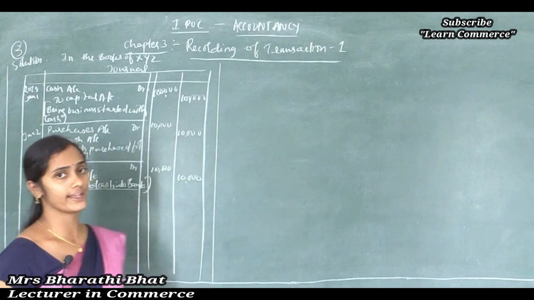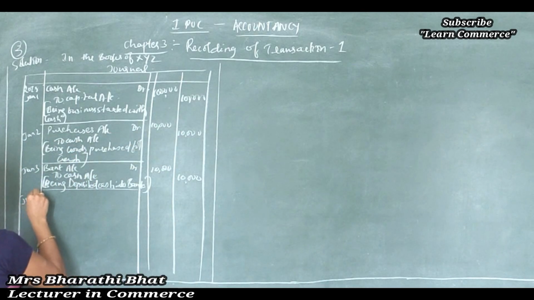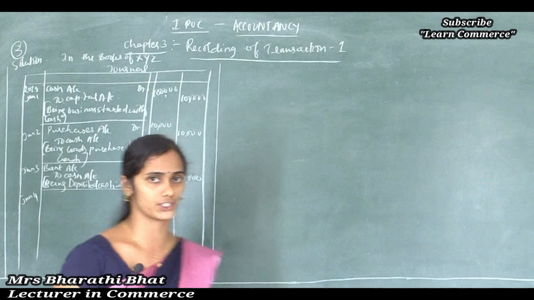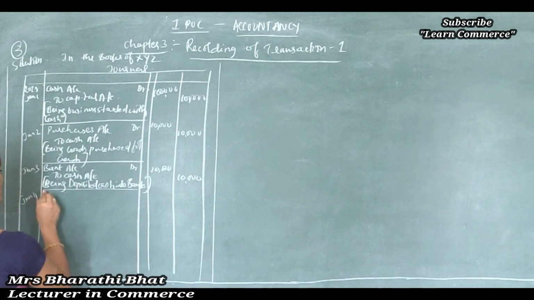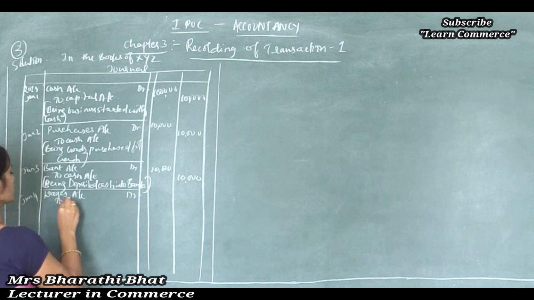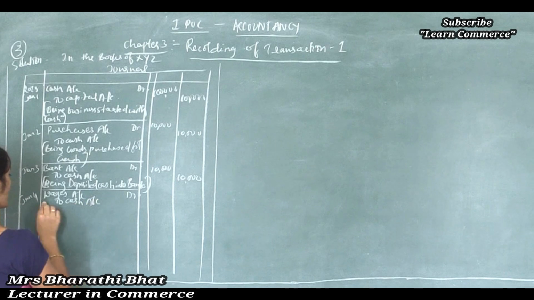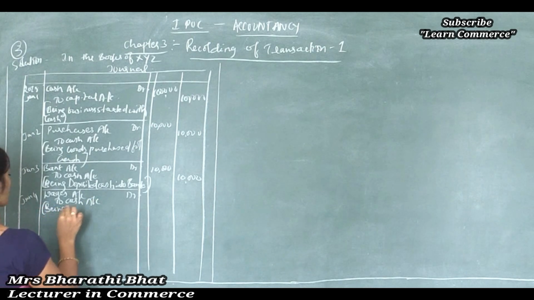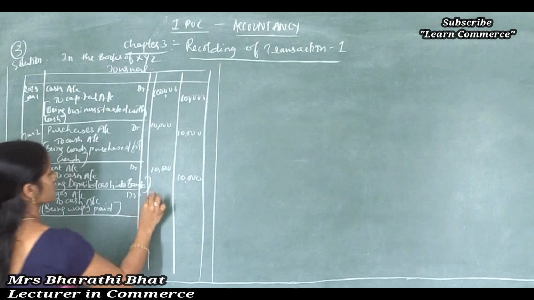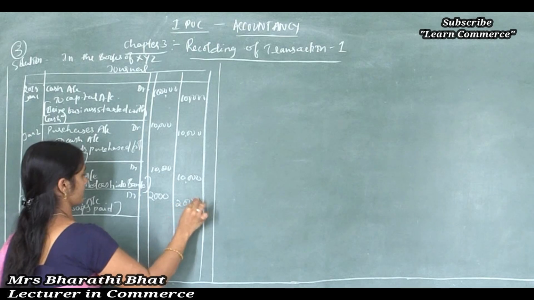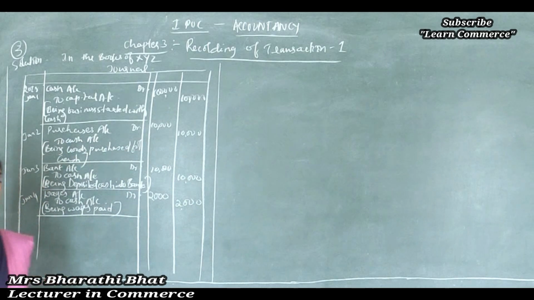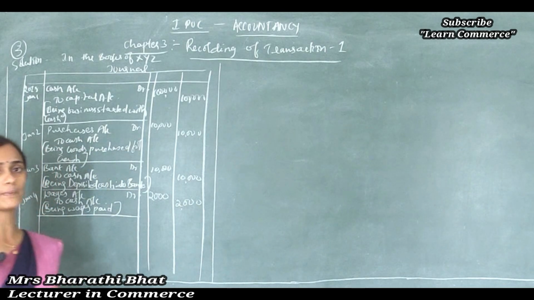Next one, paid wages. Jan 4. Paid wages, like paid salaries to cash account, now wages to cash account. Wages come under expenses account. Increase in expenses is to be debited. So wages account debited to cash account. In bracket, we should write being wages paid, 2,000. And the next one is purchased a computer for rupees 20,000 and paid by check.